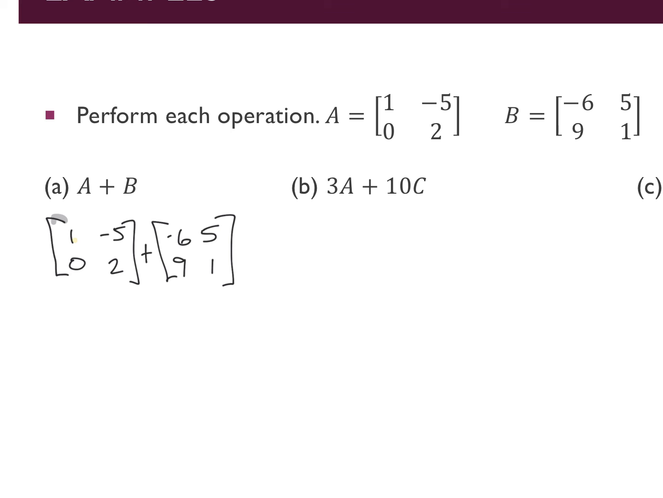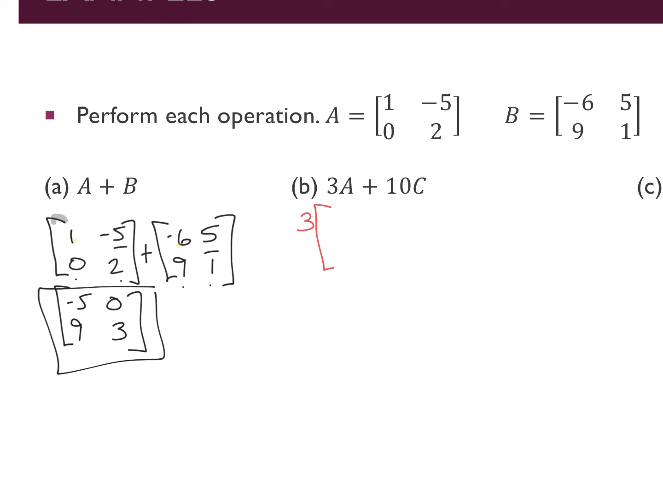We know that 1 plus negative 6 is negative 5. Okay. We know that negative 5 plus 5 is 0. 0 plus 9 is 9. And 2 plus 1 is 3. And guess what? That's it. Done.